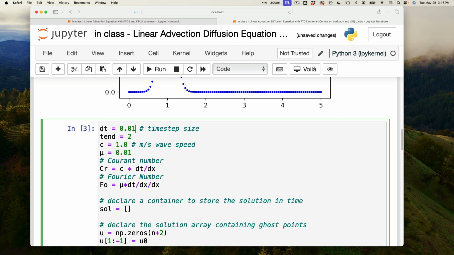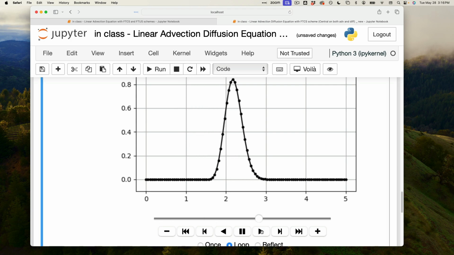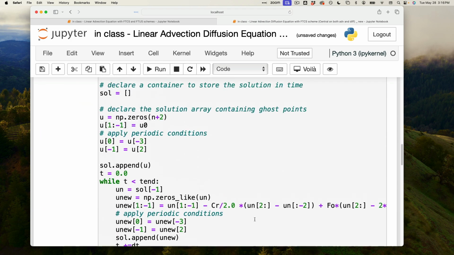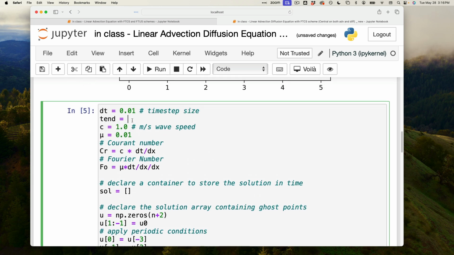Let's go 0.01. See what happens. Maybe it's better. Oh, yay. Look at that. OK. So let's run it for a longer time. Let's run it for 10 seconds, perhaps.